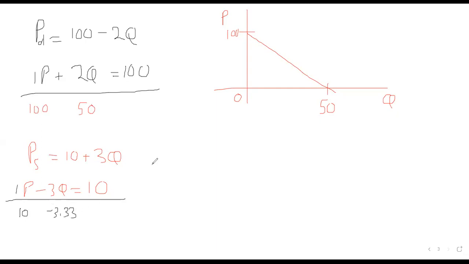So let's learn how to sketch this equation. Can somebody tell me where it will cut the P-axis? Can somebody tell me where it will cut the Q-axis? Anyone? So Q will be at 3.3. Sorry, P at 10, Q at 3.3. So P will be at 10, at negative 3.33, then Q at negative 3.3.